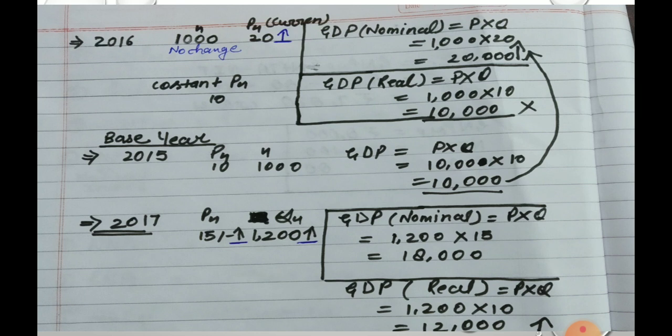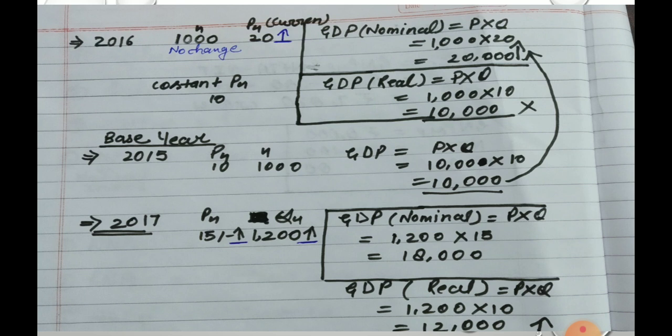But when we calculate real GDP, in real GDP we are going to take the price of the base year, meaning we are going to take the price of 2015, and that price is 10 rupees. So real GDP of 2016 and 2015 is the same. Why? Because production is the same.